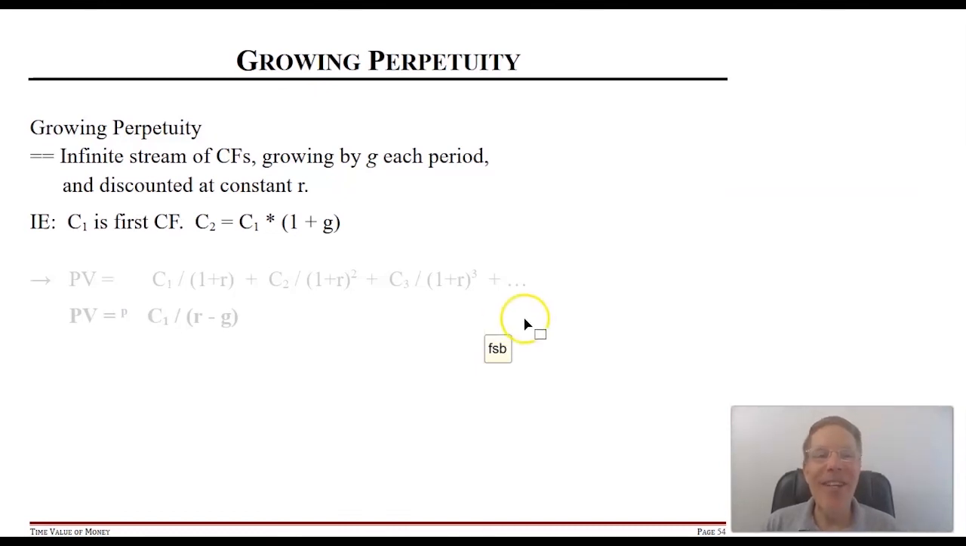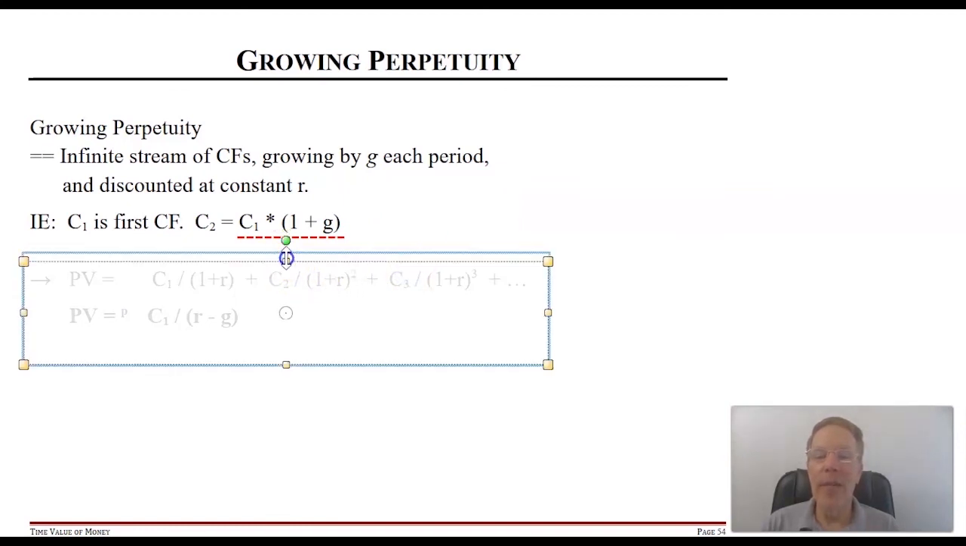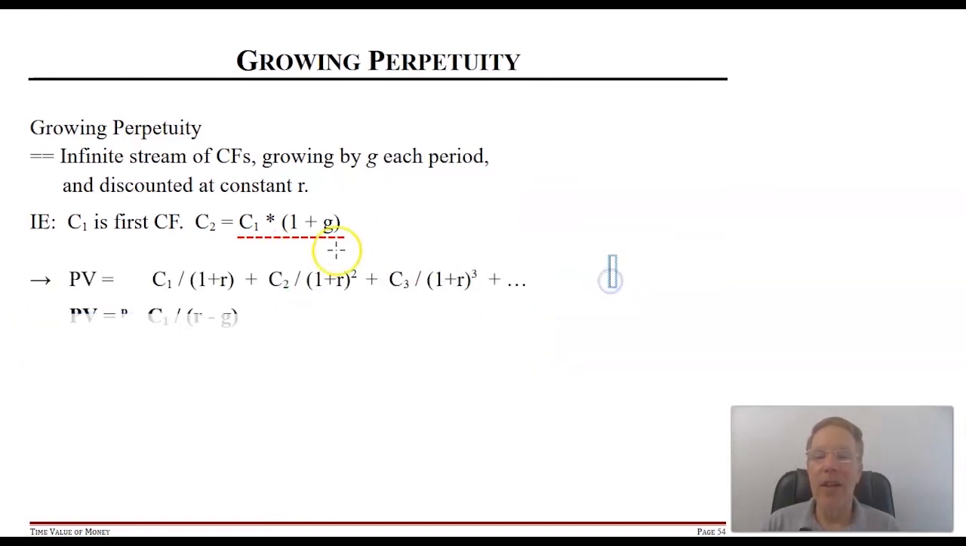Okay, finally for this chapter, some of you have been waiting for it, I'm sure. The last thing we have to cover in this chapter is what's called a growing perpetuity. A growing perpetuity is just like a perpetuity, but each cash flow grows a bit beyond the previous cash flow by this constant 1 plus g. So if we get cash flow C1 in year 1, in year 2 we're going to get C1 times 1 plus g, and in year 3 we're going to get C1 times 1 plus g times 1 plus g, et cetera.